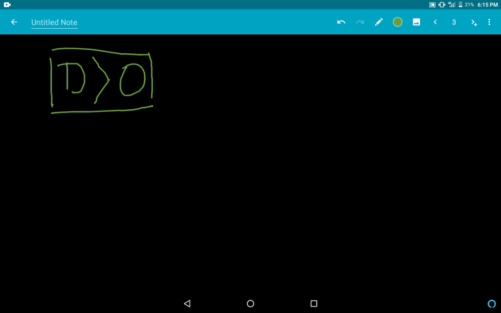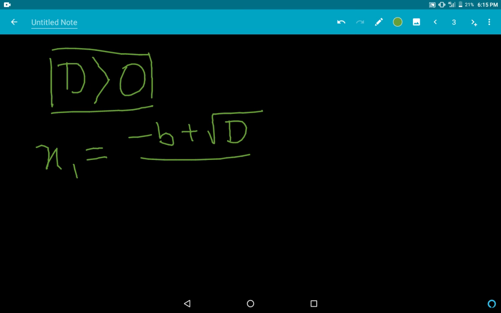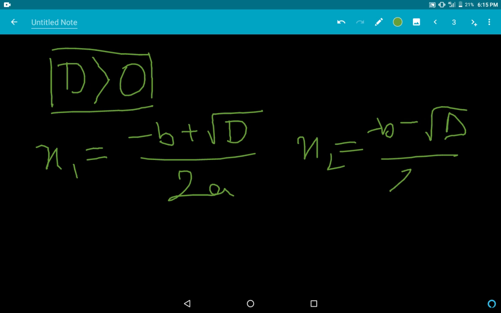First thing is that we'll always consider d. If d is greater than 0, meaning b square minus 4ac is greater than 0, then I'll have two roots. x1 and x2 will be minus b plus root d by 2a, and another root, minus b minus root d by 2a. This will be my two roots. So I have two roots.